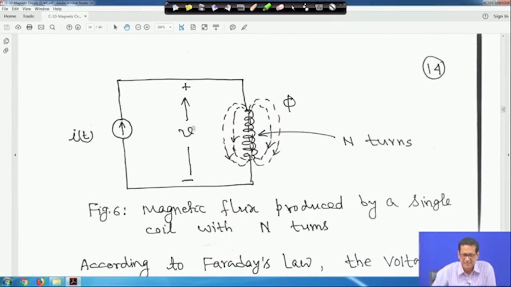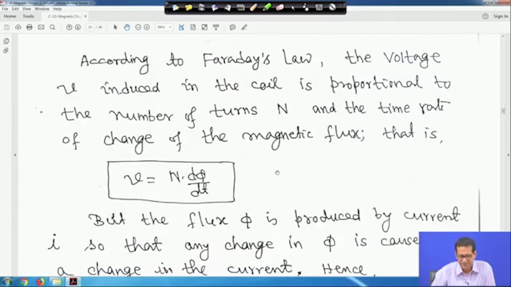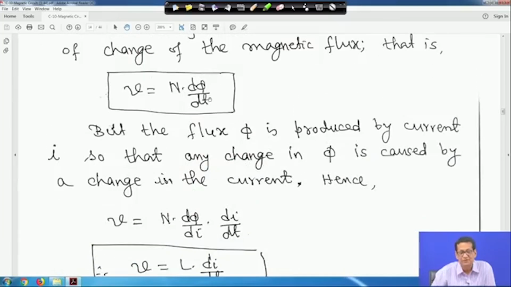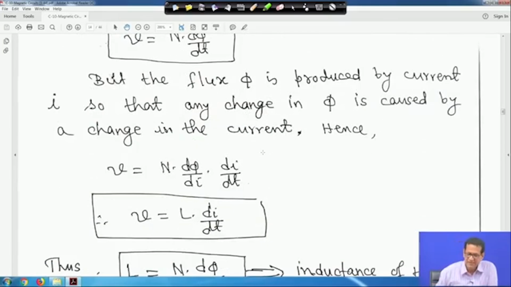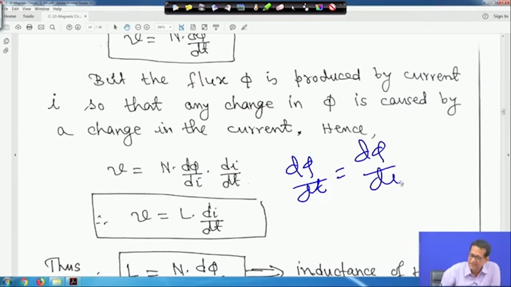But the question is that this flux phi depends on the current I. If I decreases, phi will decrease. If I increases, phi will increase. So phi is a function of I. In that case, this term n into d phi by dt, we can write using the chain rule: d phi by dt is d phi by di into di by dt.